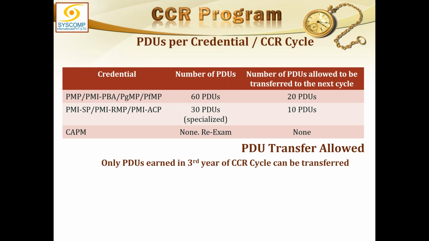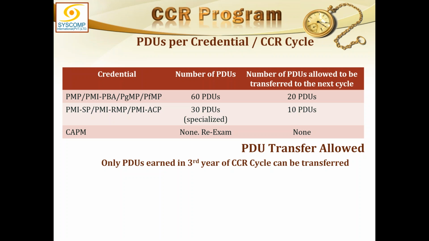So these are the basic minimum requirements. 60 PDUs for those certifications, PMP, and 30 for the others. But as you are concerned with PBA, I will just talk about PBA. If you get more than 60 PDUs, what will happen to the remaining PDUs? Will the remaining PDUs be transferred to your next cycle? That is the question. Answer is, yes, some of the PDUs may be transferred to the next cycle. How much? Not more than 20.